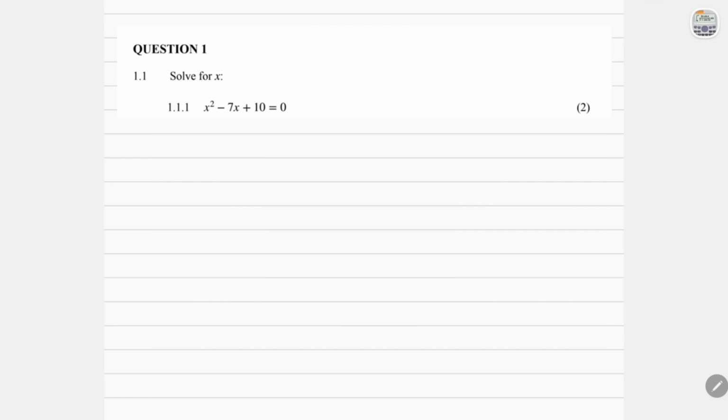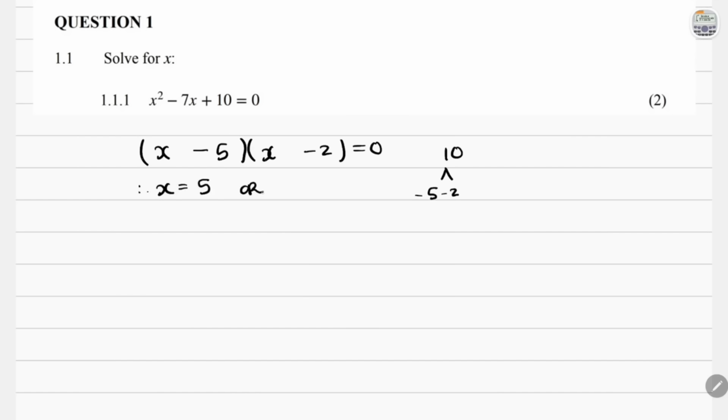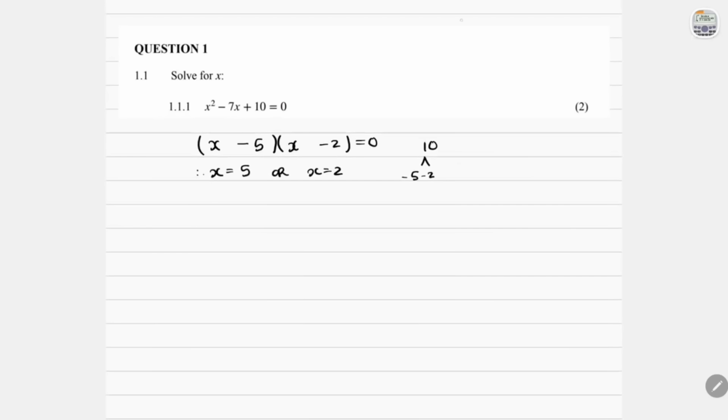Question 1.1.1 says we need to solve for x in this quadratic equation. You can see that it has been put in standard form, so we can open up two brackets, equate to 0. Factors of x squared are x and x. Factors of 10 that could give us -7: 5 and 2, and only the middle is negative, so they'll both be negative. So this is (x - 5)(x - 2), and therefore x is equal to 5 or x is equal to 2. And those are the answers. Moving on to the next question.